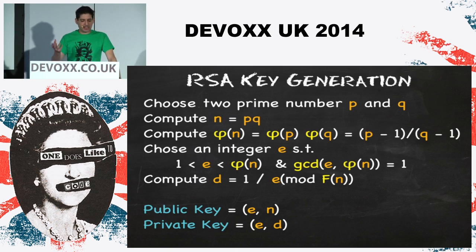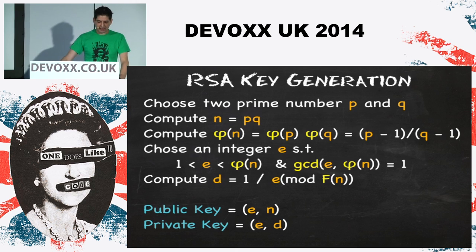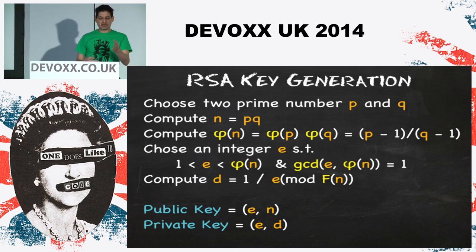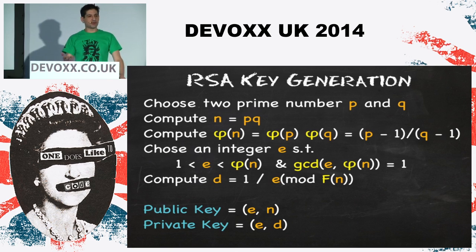And we calculate the totient function that I skipped over quite briefly in the last slide. And this is what it works out to be. It's (P minus 1) multiplied by (Q minus 1). It's quite simple. And then we choose a random number between 1 and this (P minus 1)(Q minus 1). And we also have this extra criterion that this random number we've chosen must be co-prime with the totient of the big number, N.